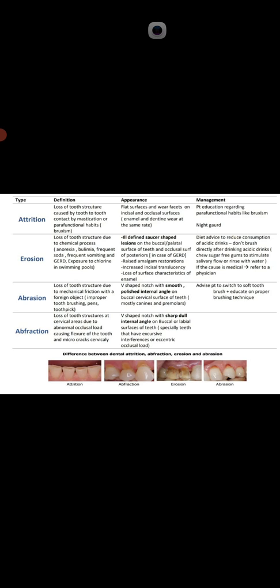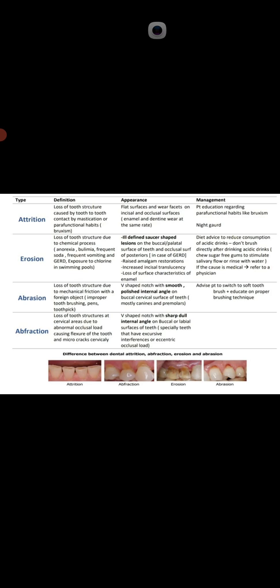Fourth is abfraction. How do we define it? Loss of tooth structure at cervical areas due to abnormal occlusal load, causing flexure of the tooth and micro cracks on the cervical area of the teeth. This is abfraction.